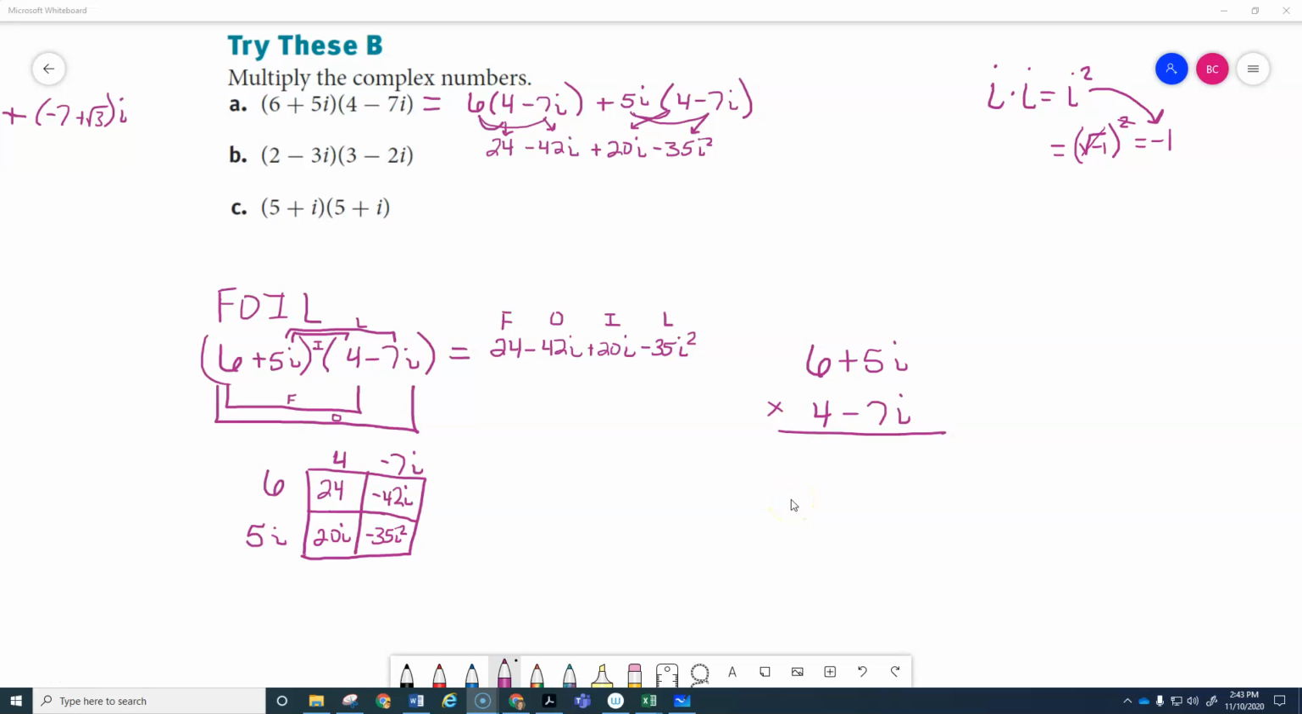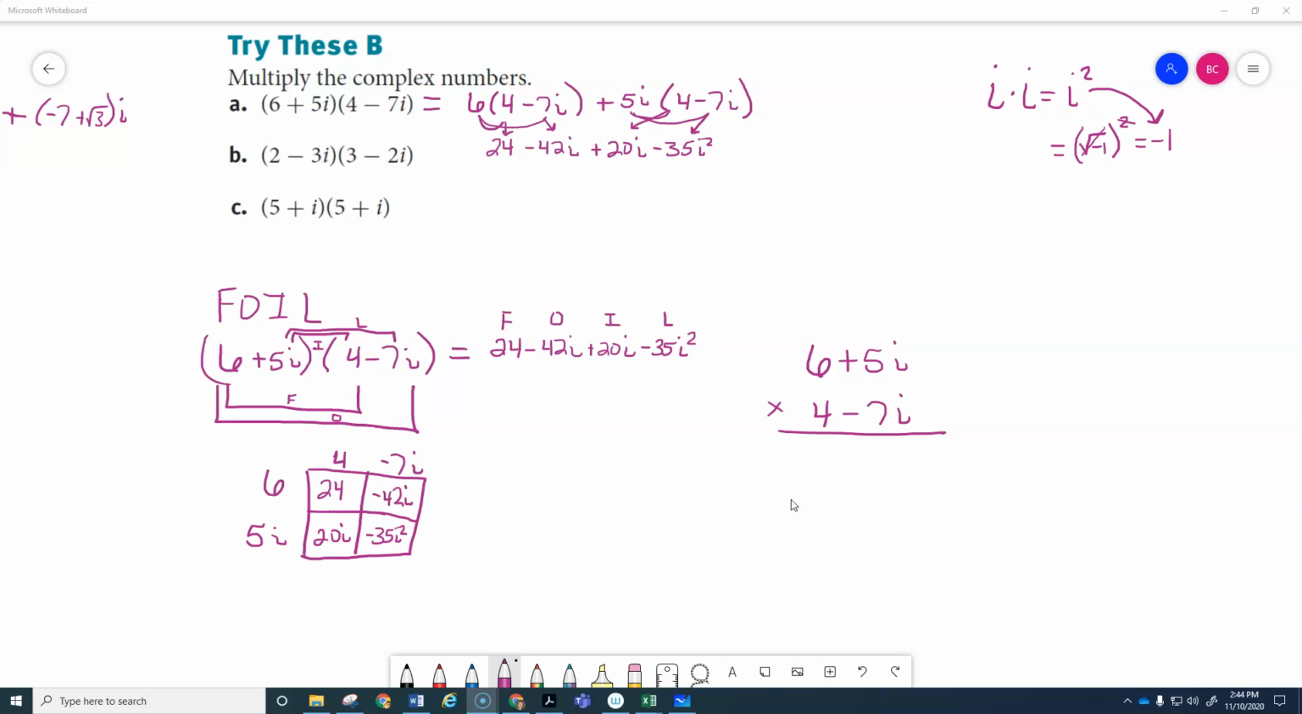Okay, so I've done the double distribution, 6 times 4, 6 times 7, 5 times 4, 5 times 7. I've done the FOIL first, 6 times 4, 6 times 7, 5 times 4, 5 times 7. Done the FOIL. I've done the box method, 6 times 4, 24, 6 times -7, 5 times 4, 5 times 7. And I'm going to do the same thing here.